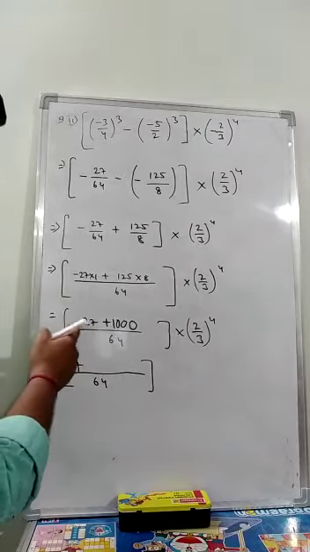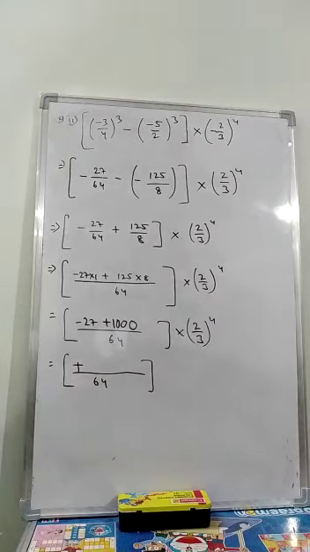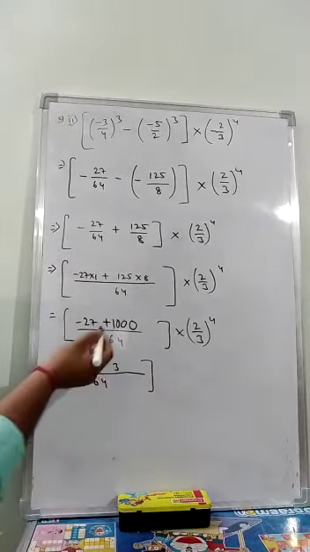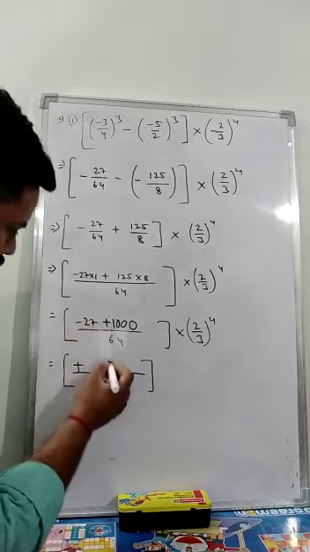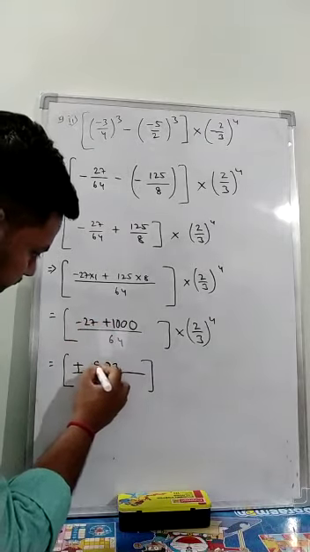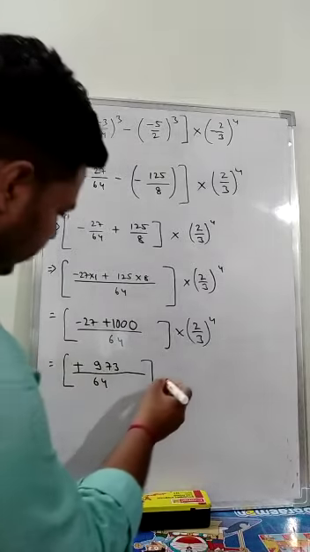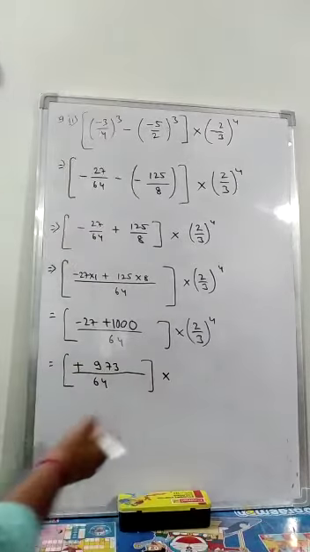Now minus plus minus, so I have to subtract these two. So here 10 minus 7, 3. Here 9 minus 2, 7. Here 9. So we will get plus 973 by 64 into.